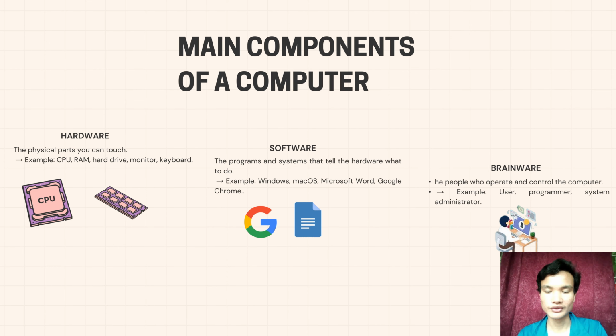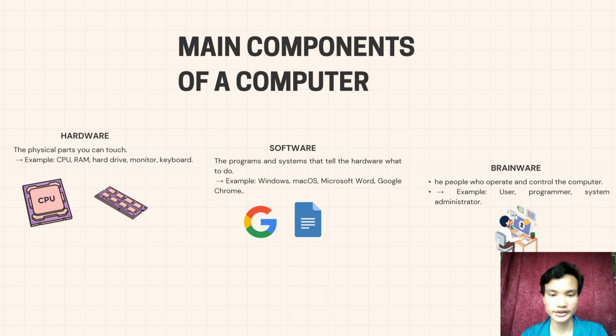Main components of a computer. There are three components of a computer. The first one is hardware. Hardware is the physical parts you can touch, okay? For example, like CPU, RAM, hard drive, monitor, keyboard.